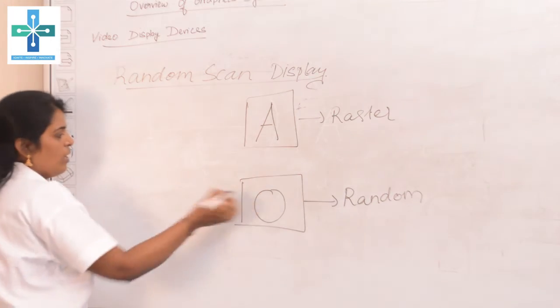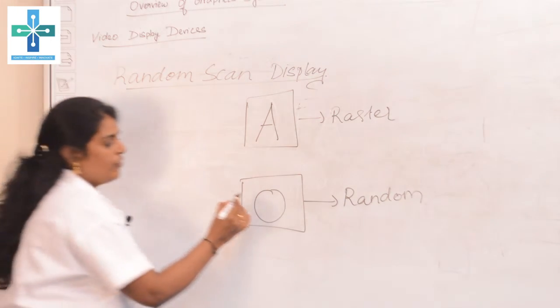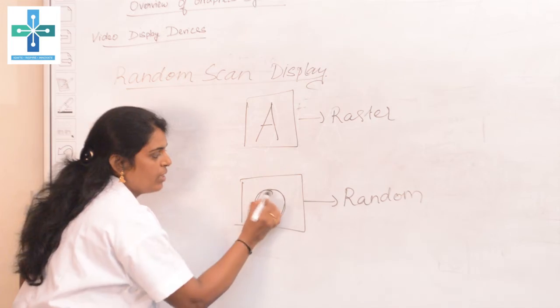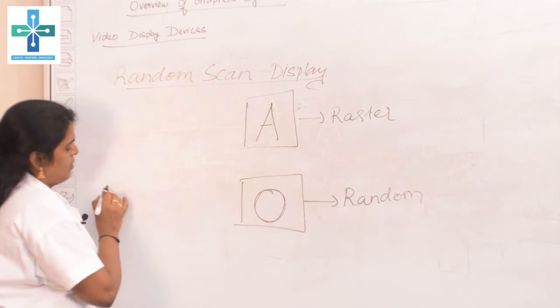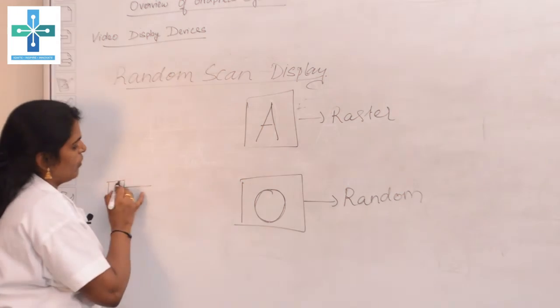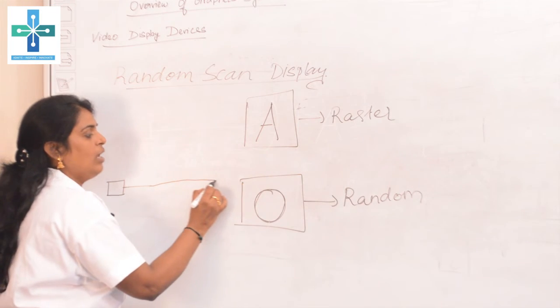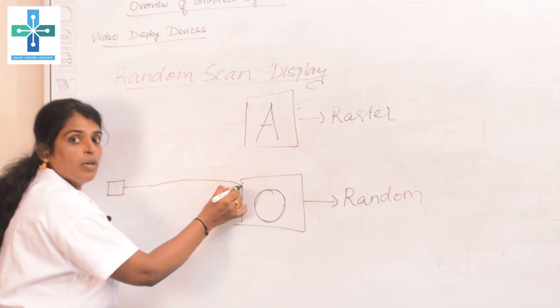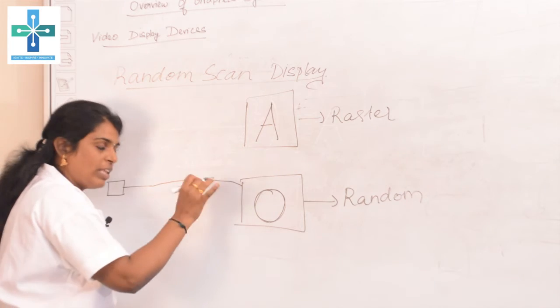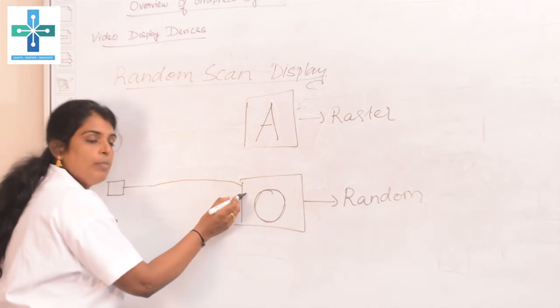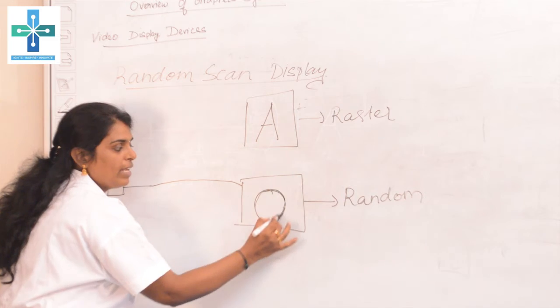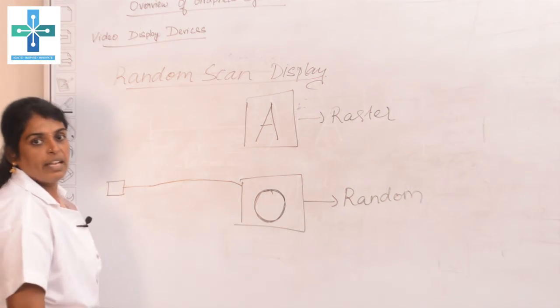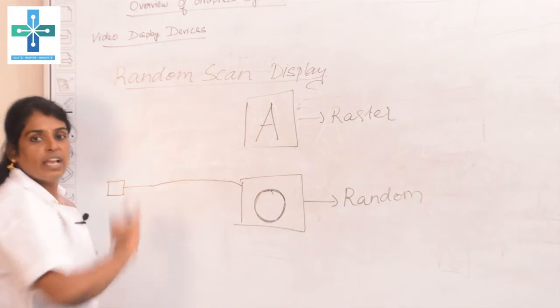So here also in random scan display, if the picture is like this, the electron beam which is generated from the electron gun will fall only on the exact portion of the image where the light will be placed. Then we will be getting the picture fully. That is the advantage of this random scan display.